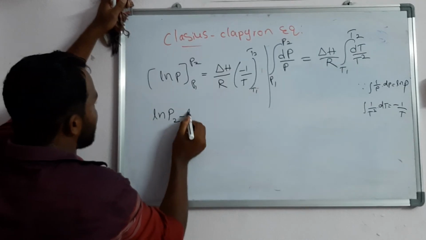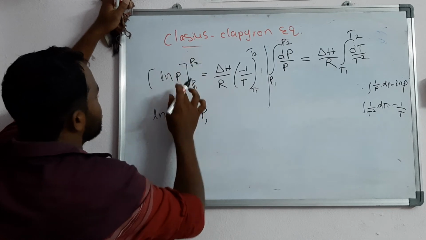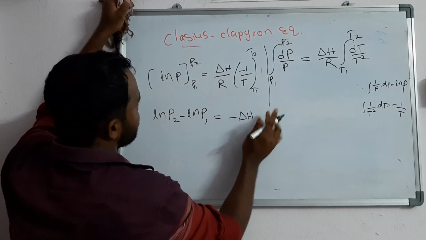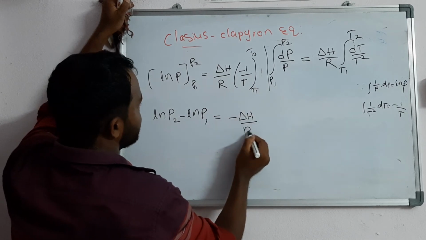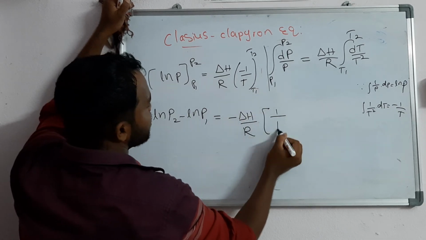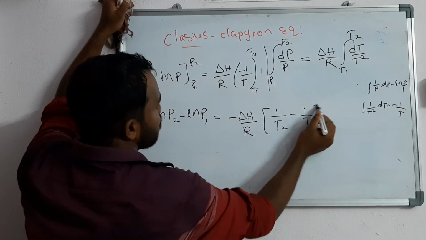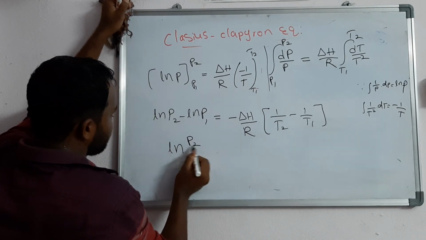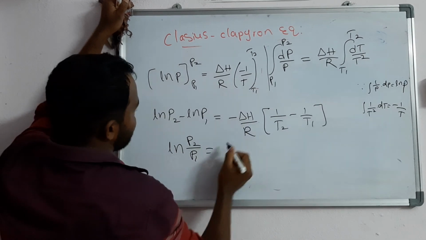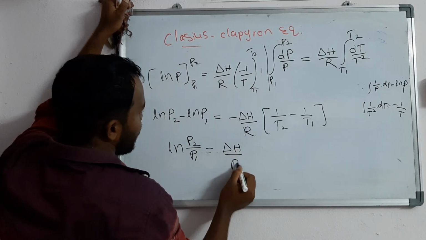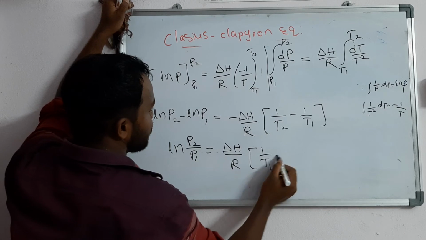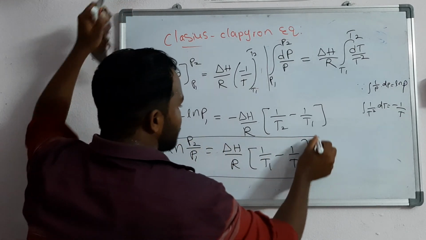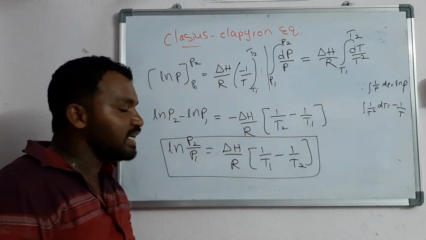ln P2 minus ln P1 is equal to minus delta H by R into 1 by T2 minus 1 by T1. Since ln A minus ln B is ln A by B, ln P2 by P1 is equal to delta H by R into 1 by T1 minus 1 by T2. This is the integral form of the Clausius-Clapeyron equation derivation.